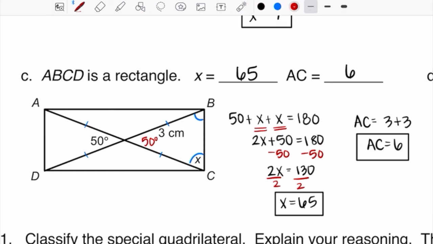So on this one, it tells me that ABCD is a rectangle. I know that because it's a rectangle, the diagonals bisect each other. And I know that all four of the angles are equal to 90 degrees if we need to use that on this question. For the first part, I'm going to solve for x.